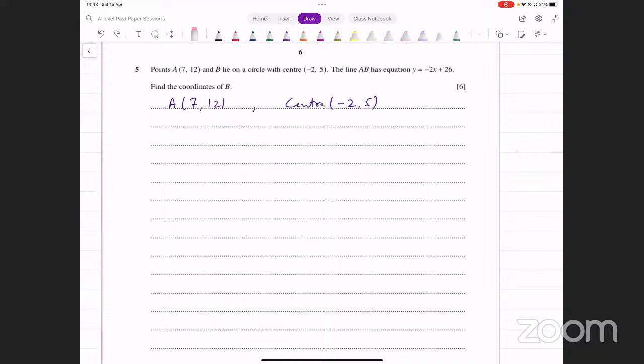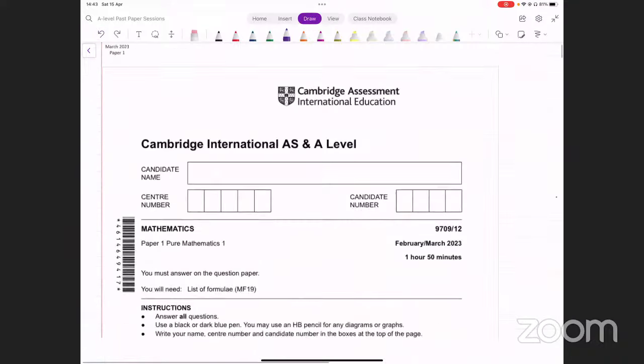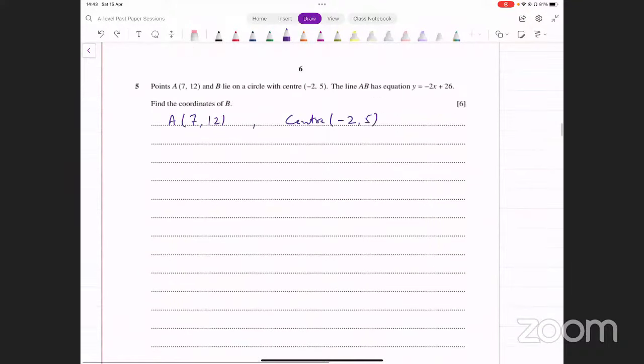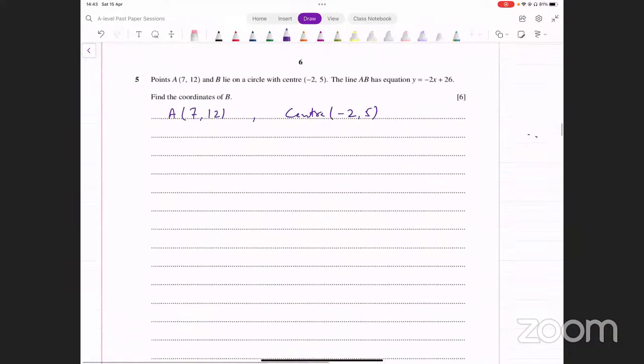Okay, no, sorry. So A and B. So B point is not given. This is not given. Center is something else. Let's call the center C. Okay, so let's say the center is C. Now the line AB has equation y equals -2x plus 26. We need to find the coordinates of the point B first of all. That's a 6-mark question. Now, how do we think about this?